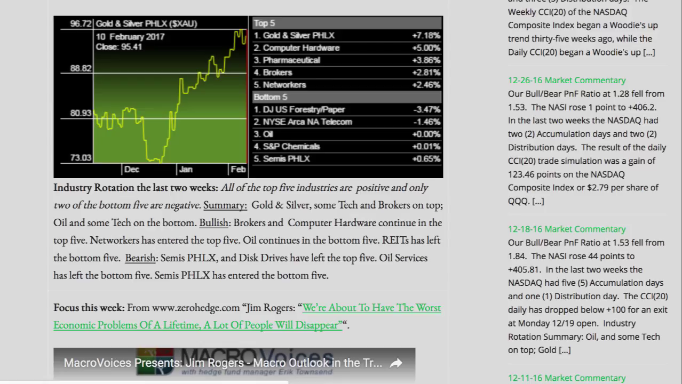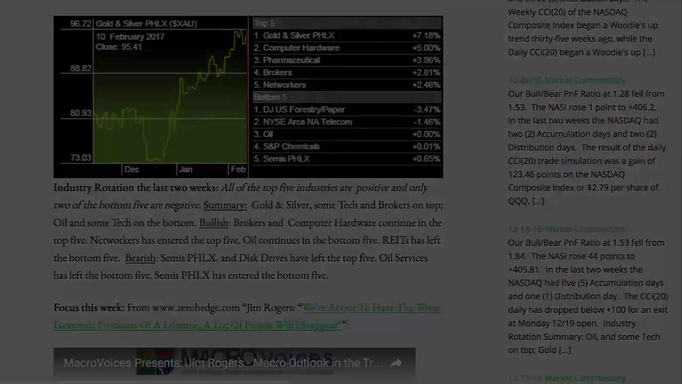Bearish, semis and disk drives have left the top 5. Oil services has left the bottom 5. Semis has entered the bottom 5.